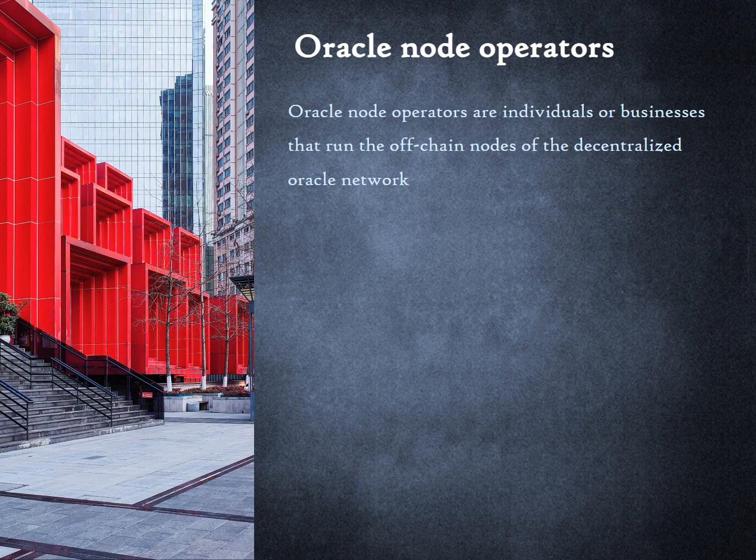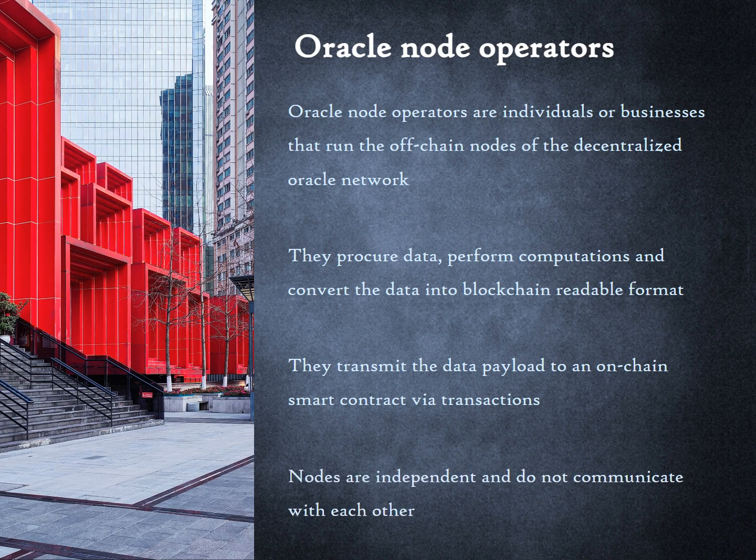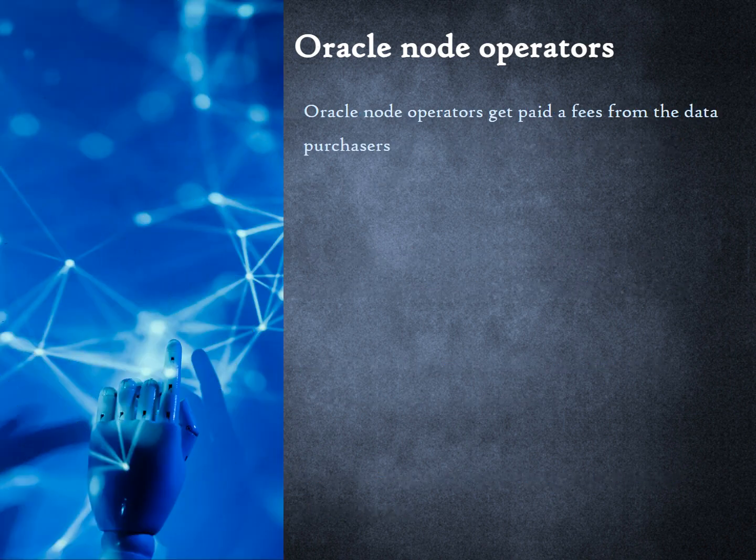Node operators are individuals or businesses that run nodes of the decentralized oracle network. They procure data, perform computations and convert the data into blockchain-readable format. They transmit the data payload to an on-chain smart contract via transactions. The nodes are independent and do not communicate with each other. Oracle node operators get paid fees from the data purchasers. For example, Chainlink node operators get paid in Link tokens, which is an ERC20 token issued by Chainlink.